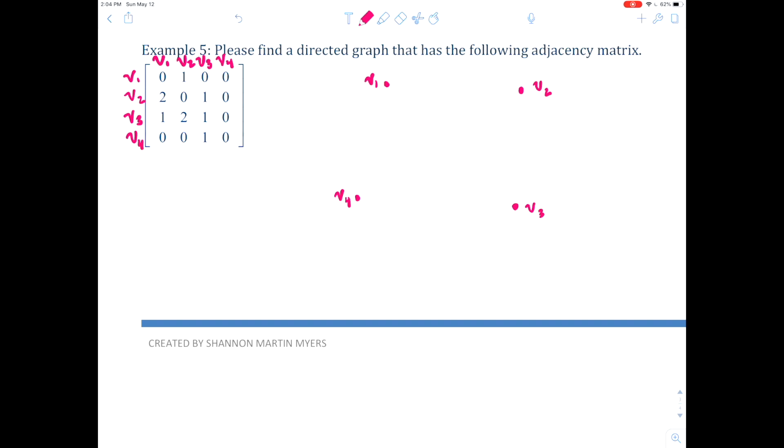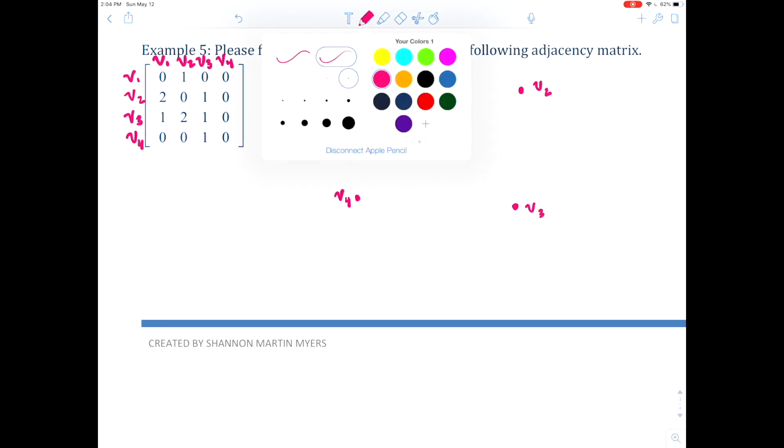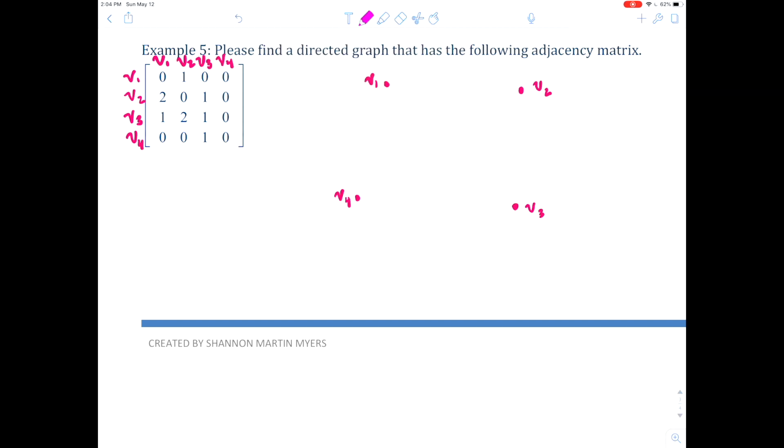Okay, so here we go. I'll draw the edges in different colors. We have a 1 going in entry A, 1, 2, first row, second column. So going from vertex 1 to vertex 2, there's 1 arrow. Okay? So vertex 1 to vertex 2, there's 1 arrow.